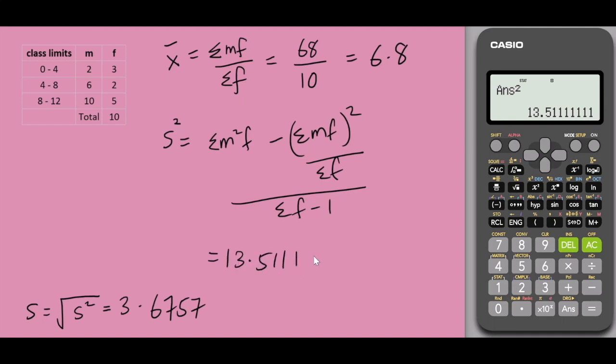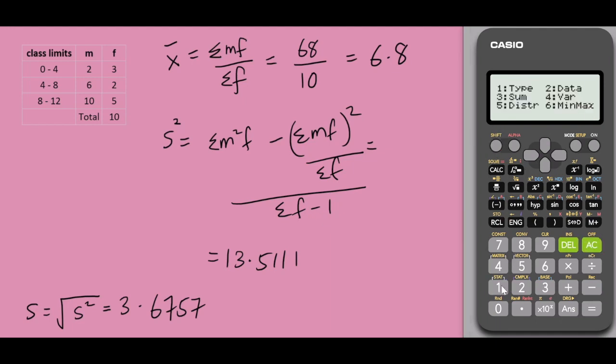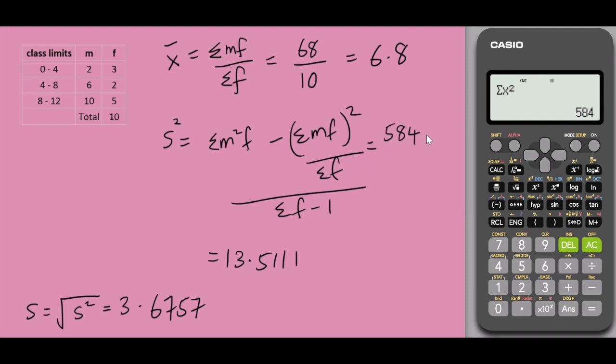13.5111. To find the rest of the values, I go to Shift 1, select 3. Summation of x squared gives me the summation of m squared f. Select 1. Okay, so this is 584 minus summation of mf is 68 square over summation of f is 10, over summation of f minus 1 would be 9.